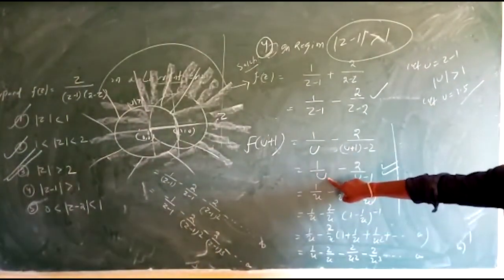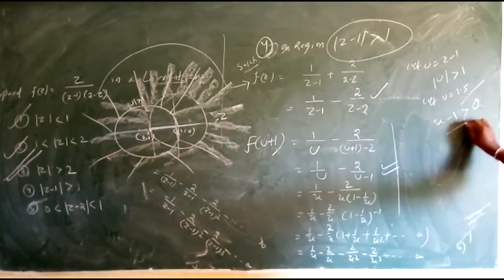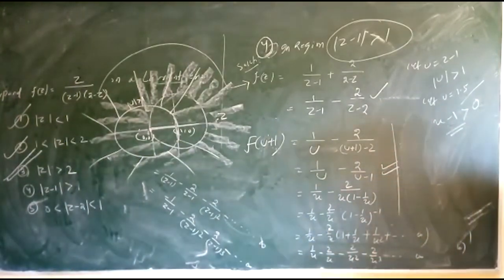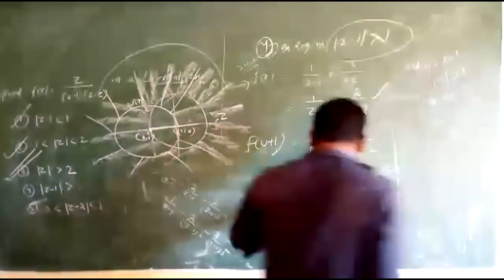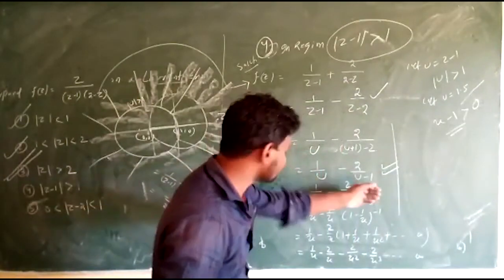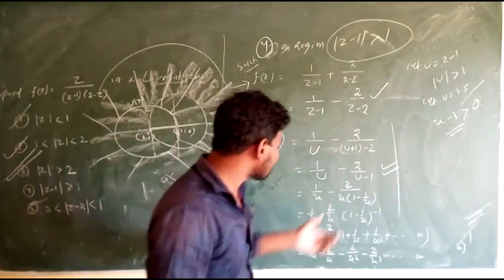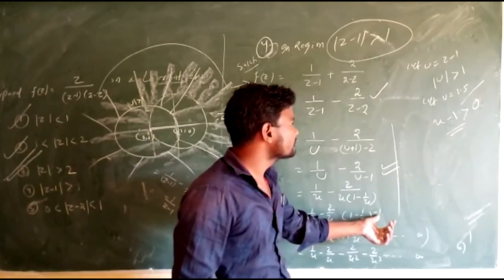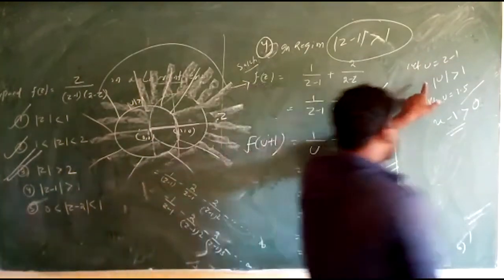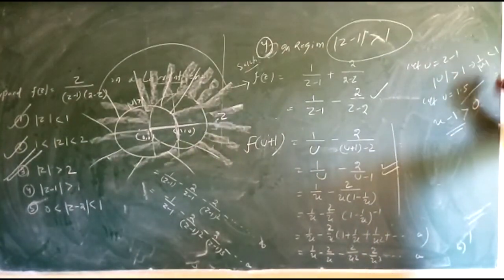this term is positive. u is positive. Then what is u minus 1? u minus 1 is also positive. If u minus 1 is positive, what do you take common? u taking common. So taken as u. Then 1 minus 1 by u. Because if mod u greater than 1, that means 1 by u less than 1.